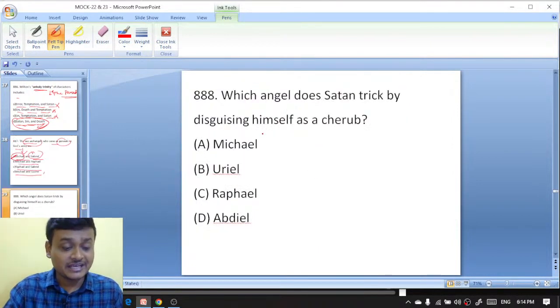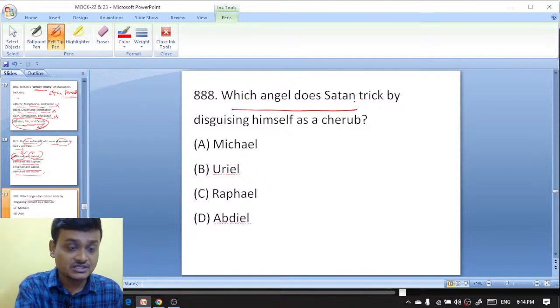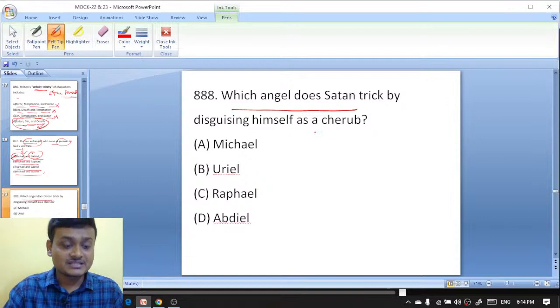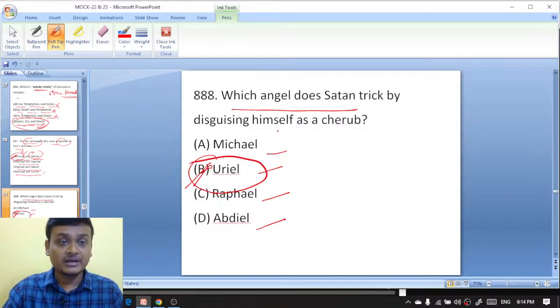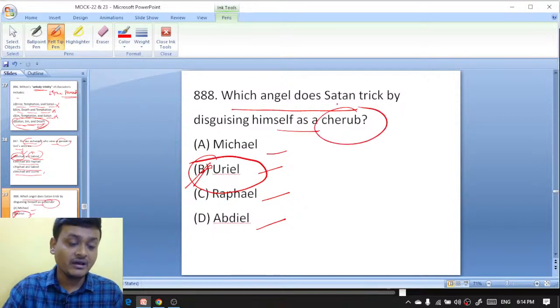Moving on to question number 888. Which angel does Satan trick by disguising himself as a giraffe? Now here, which angel does Satan trick by disguising himself as a giraffe? It is Michael, Uriel, Raphael, Abigail. So here it is Uriel. Uriel is the right answer. Satan tricks Uriel by disguising himself as a giraffe in Paradise Lost. So B is the right answer here.